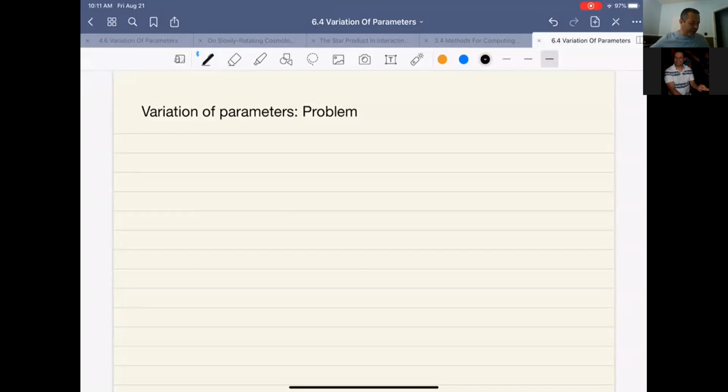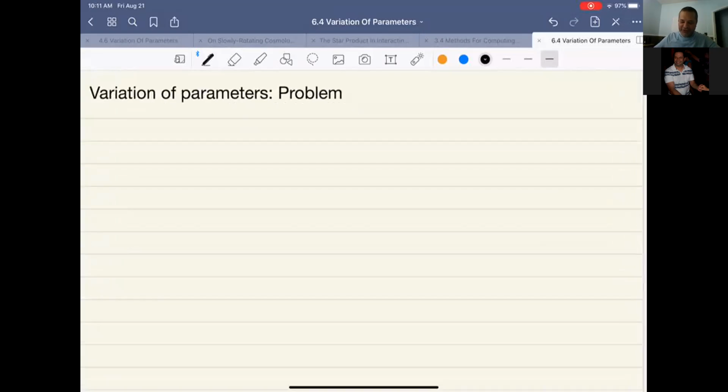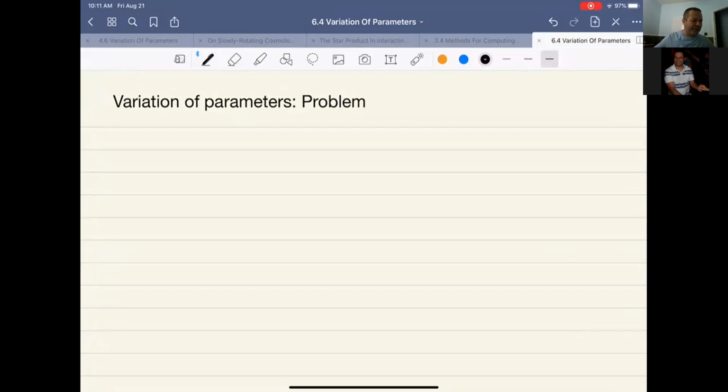Hello, so we're going to do a problem today, a variation of parameters. This is problem, I think, 2 in the book. And you're going to see how just immediately it becomes a pain, okay? So we're going to solve y triple prime minus 2y double prime plus y prime equals x. Okay, so we're going to solve this problem.